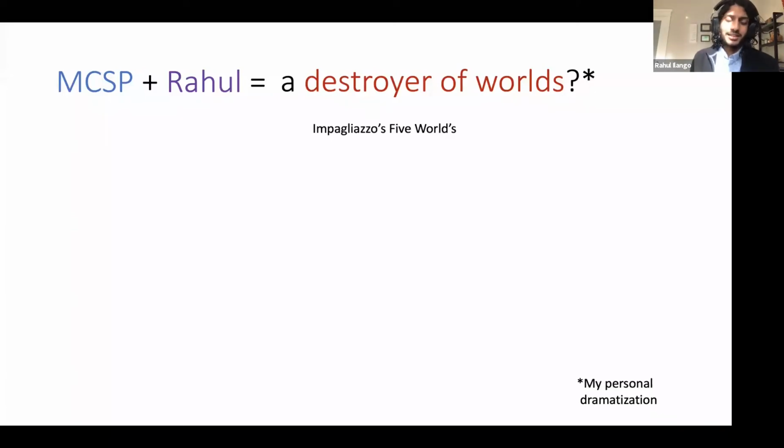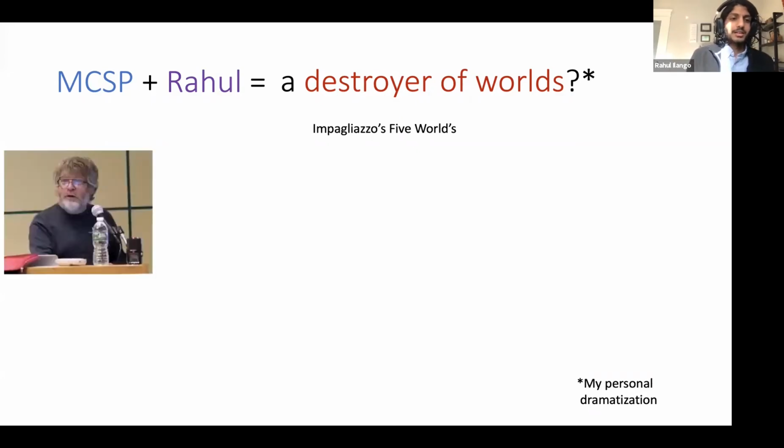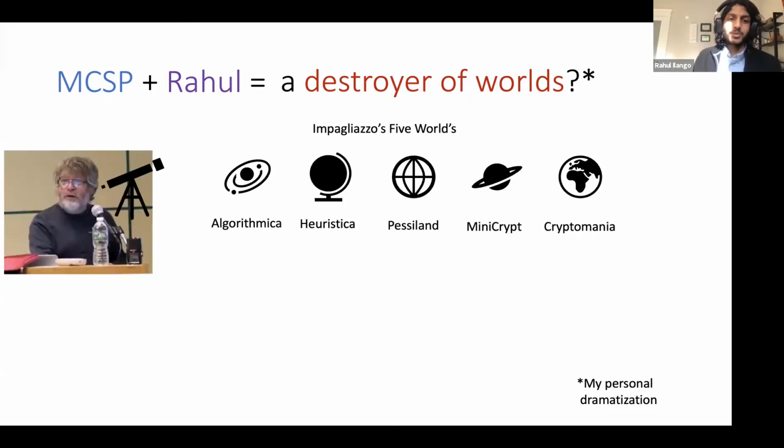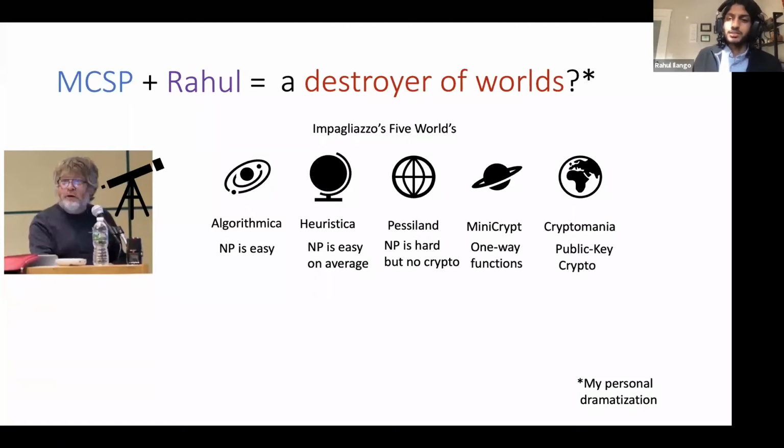So way back in the late 1990s, Impagliazzo came up with these 5 worlds of complexity that we might be living in, based on what we know about crypto and about complexity theory. So he came with his telescope and plotted out these 5 worlds, which are Algorithmica, Heuristica, and a bunch of different worlds, which correspond to things like maybe NP is easy to solve in the worst case, maybe it's easy to solve on average but hard in the worst case. Maybe it's hard, but you don't get crypto, and various versions of this.